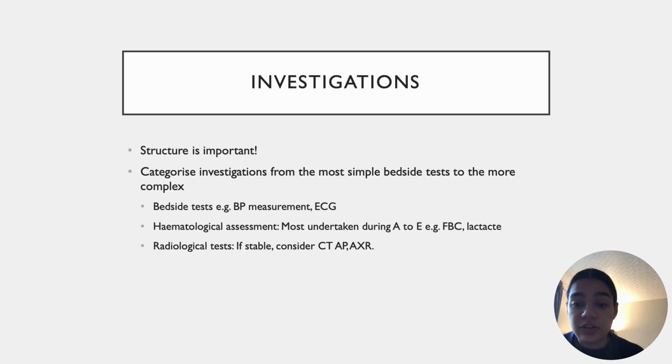So next with investigations, when listing which investigations you want to do, the structure is really important. So you want to categorise investigations from the most simple bedside test to the more complex tests. So for example, you start with your bedside test, that's your blood pressure, ECG, and then your haematological tests. A lot of what you want, you would have already said in the C portion of your A to E, but for example, you could say lactate. And then any radiological tests if appropriate. So for example, you might consider a CT abdo-pelvis or an abdominal x-ray, depending on what you think your patient is presenting with.